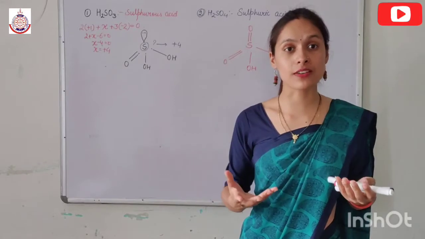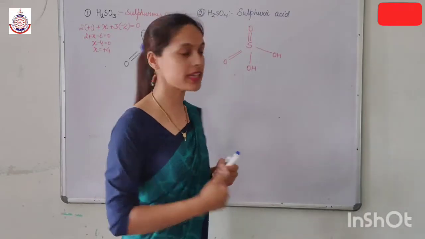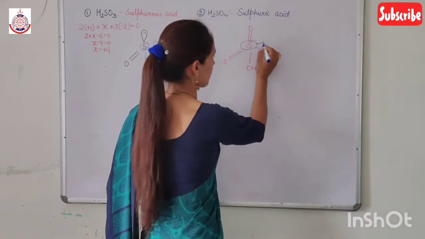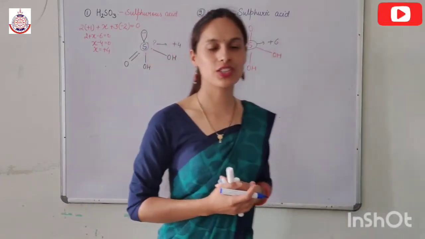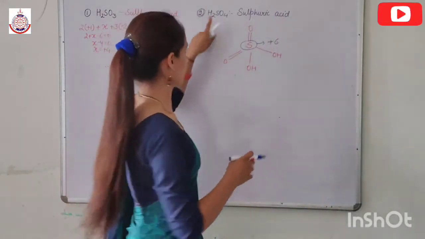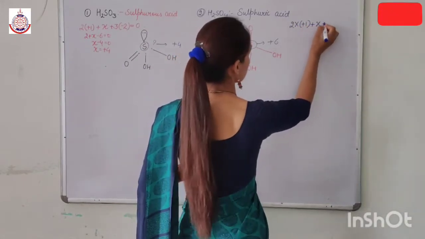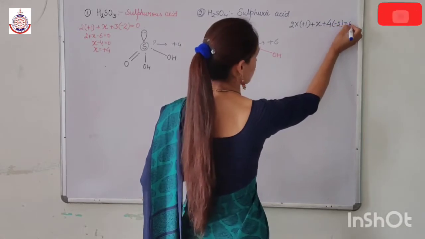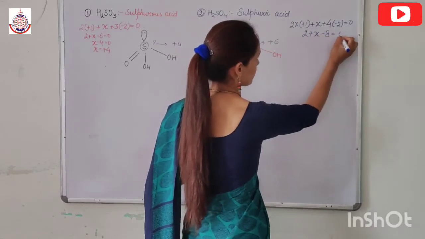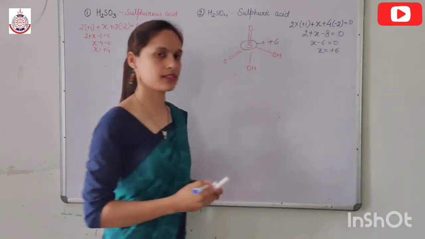But how much positive? The number of electrons shared by the sulfur. How many electrons are shared by the sulfur? 1, 2, 3, 4, 5, 6. So the oxidation state of sulfur becomes +6. And if you calculate by the other method, then it becomes 2 multiplied by +1 plus x plus 4 multiplied by -2 equals 0. 2 plus x minus 8 equals 0. x minus 6 equals 0. So x equals plus 6.